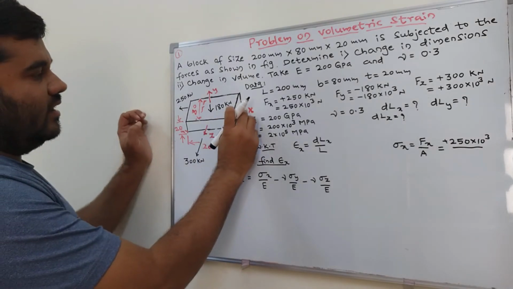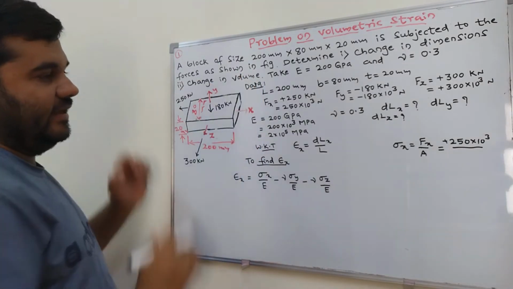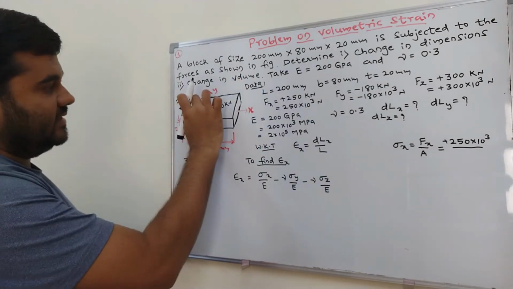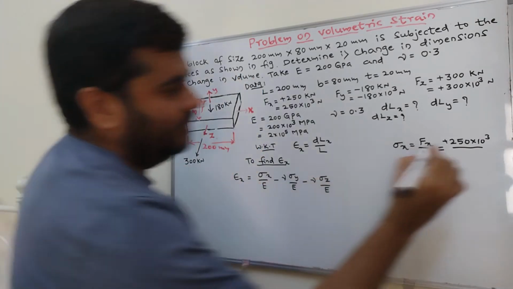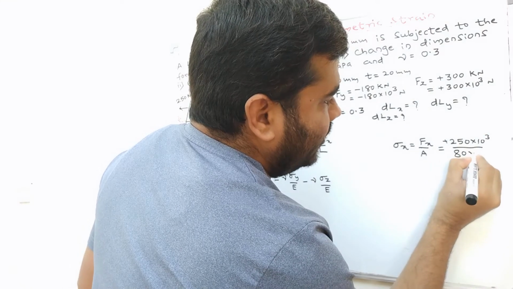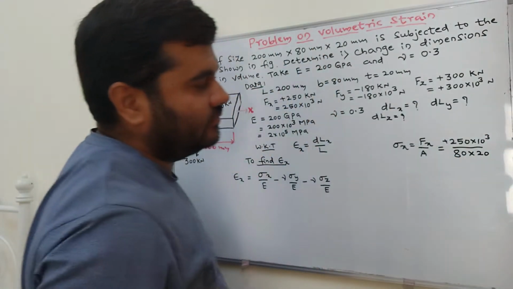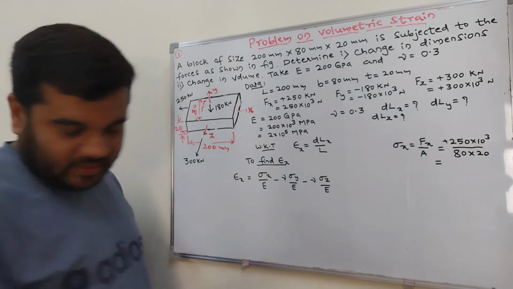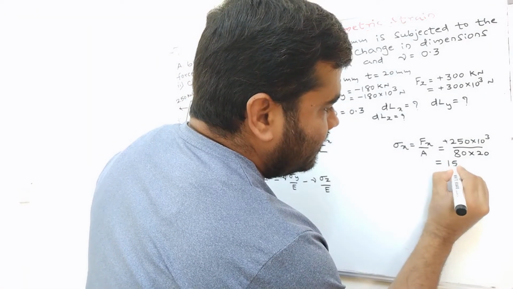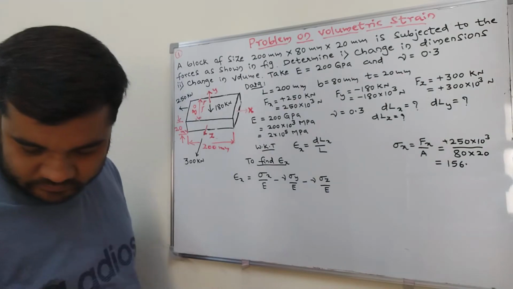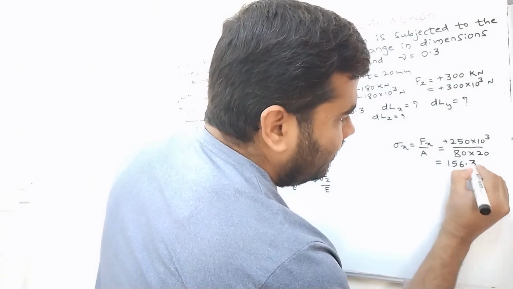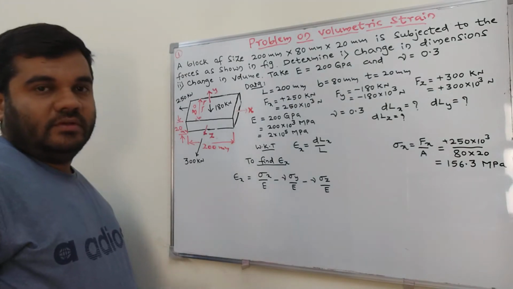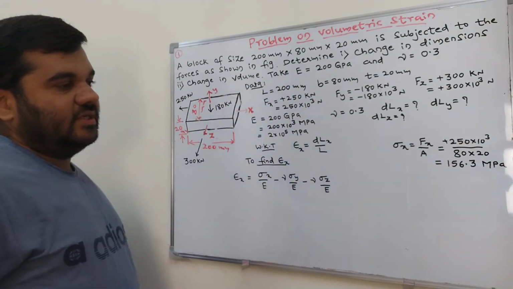That is, I want 80 into 20, right? This is 80 and this is 20, because the width is 80, so 80 into 20 mm. This will be equal to, after calculation, I am getting 156.3 MPa. Okay, this is sigma x.